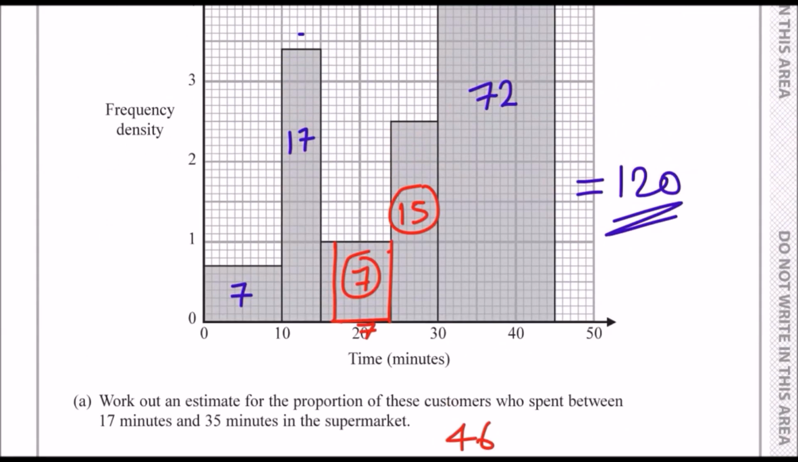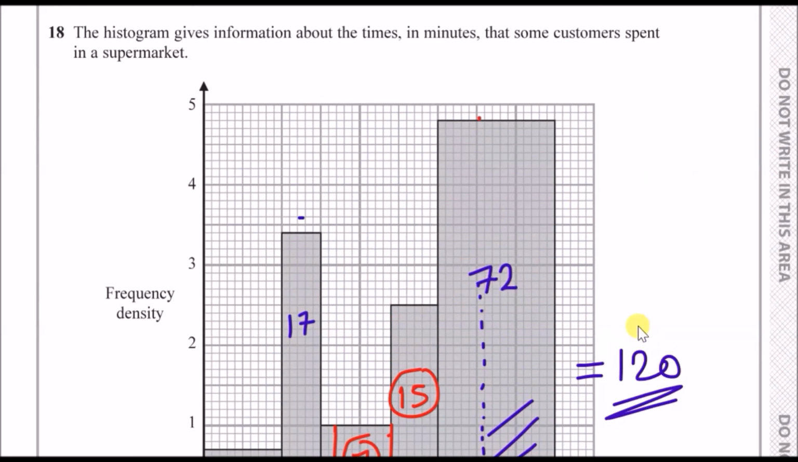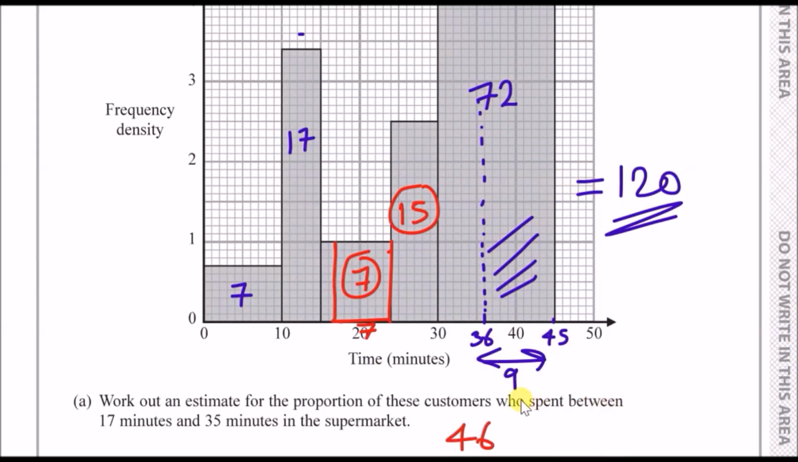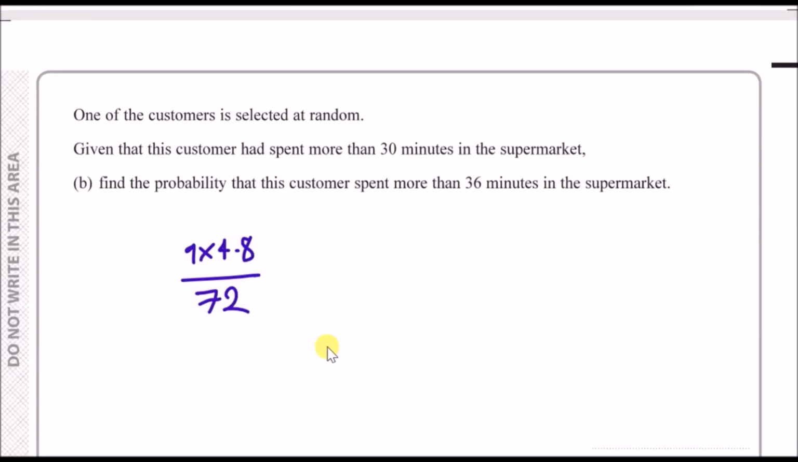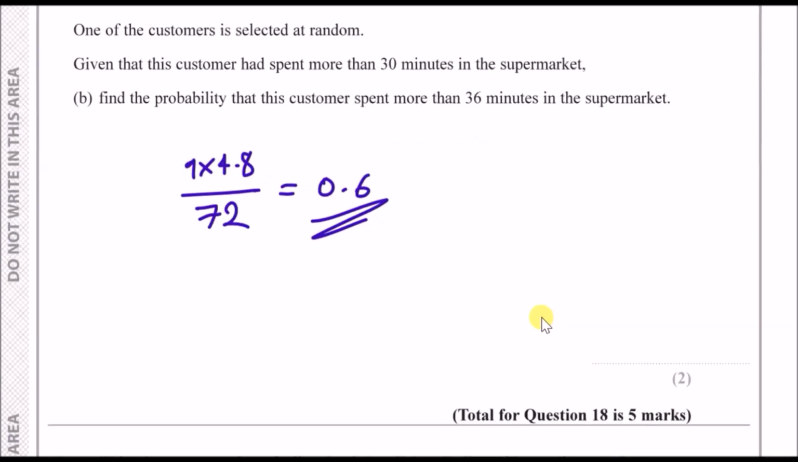So more than 36 implies that, well, 36 is over here. We're trying to find this block going all the way up on the right-hand side, yeah? So all of this block on the right. So looking at this, we know it's between 36 and 45. We know the difference between these two has a width of 9. And we know the height is 4.8. So essentially, it's just 9 times 4.8. And wherever that area is, so 9 times 4.8, sorry, we then divide it over 72. And when you guys do this, you should get a probability of 0.6. And that's it, guys. That's B done.